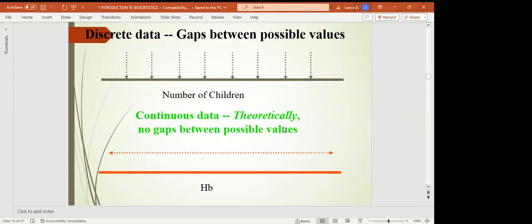All right. So in terms of discrete data, we can look at gaps between possible values, and for continuous data, there are no gaps between the possible values. Okay, let me go again. For discrete data, you could have gaps, right? For continuous data, you really don't have any gaps.